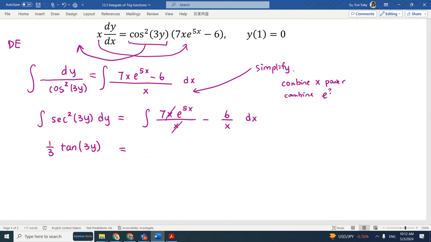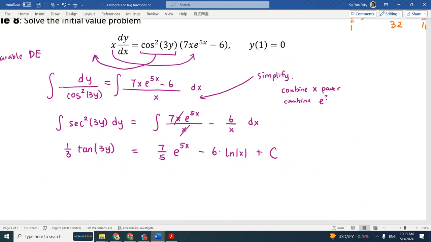On the right-hand side, x cancels. What's the integral of 7e to the 5x? Multiply by 5 or divided by 5? Divided by 5, and then e to the 5x. The 6 constant multiple stays here. What is the integral of 1 over x? ln x. Yes. ln x plus c.